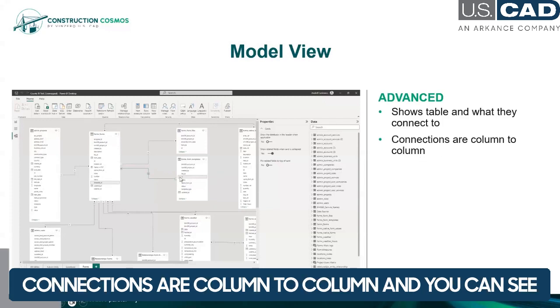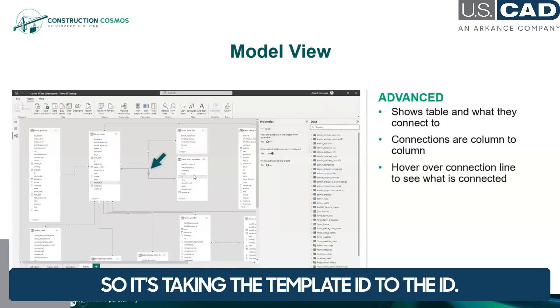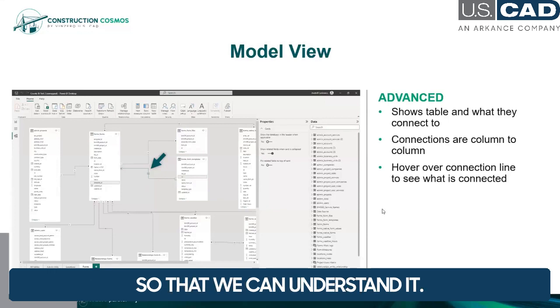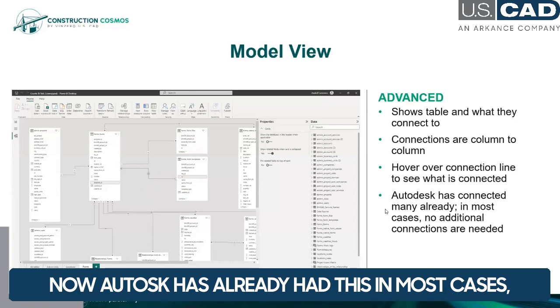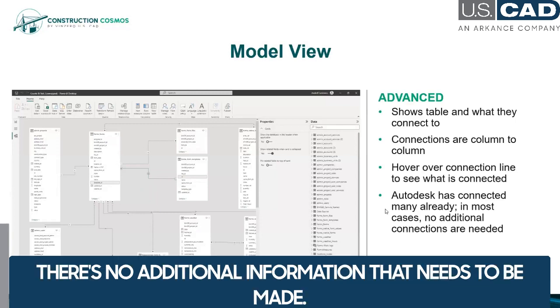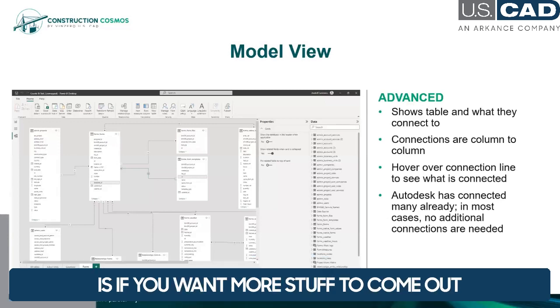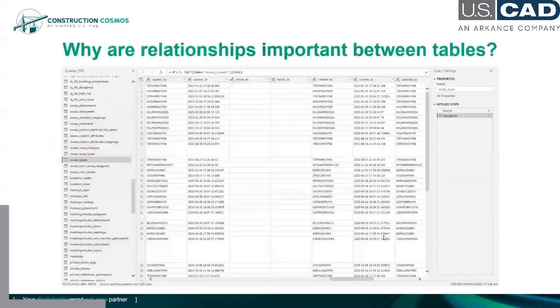Connections are column to column, and you can see this by hovering over one and it'll highlight this. So it's taking the template ID to the ID. It's connecting that bit of information so that we can understand it. Now Autodesk has already had this. In most cases, there's no additional information that needs to be made. The only time you'll need to make additional information is if you want more stuff to come out of your template, out of your report.